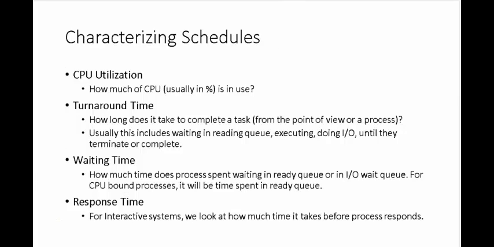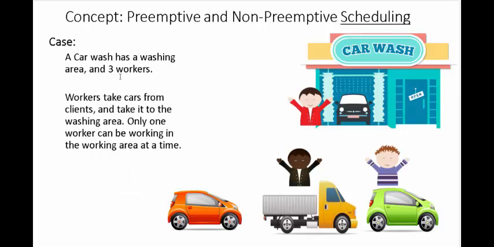The example we are going to use is a car wash. We have a car wash with 3 workers, and they have only one place for washing the car. But of course, clients can line up their different cars.